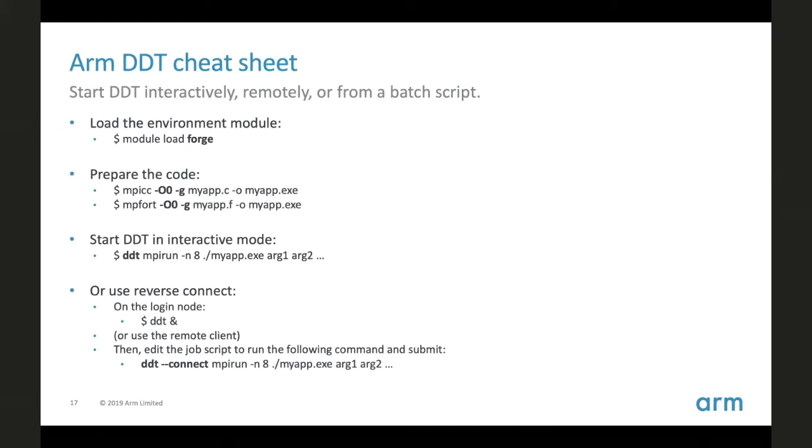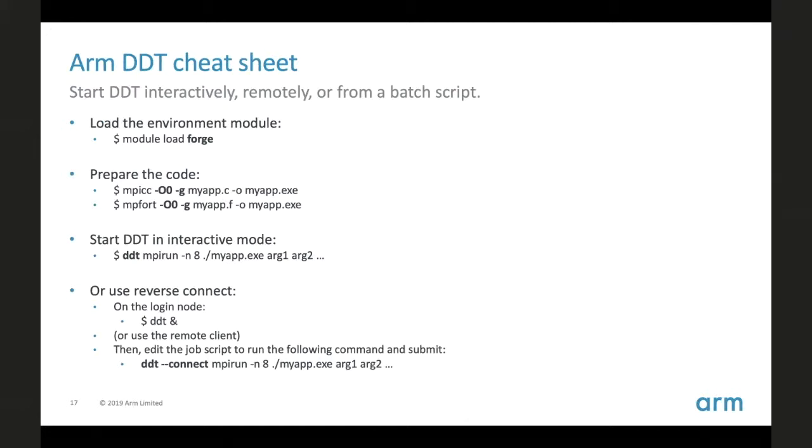Typically you do a module load for Forge, or whatever the equivalent on your system might be. Compile your code with -G so you get debug symbols. I recommend using -O0 for the debugger. For profiling, you can do -Ofast, -O3, any kind of optimization you like, but do include the -G so that you still have those debug symbols.